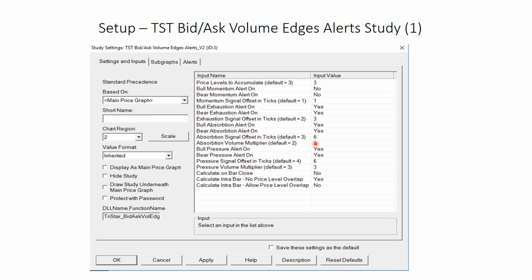I just found over time that I went back through charts and tried different numbers, and then I looked to see where the alerts showed up relative to where price moved, and 2 seemed to reflect it very well. So I've just always left it at 2.